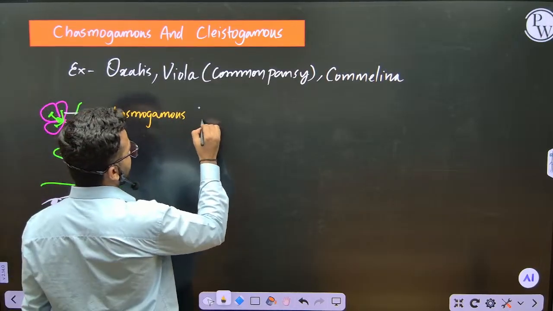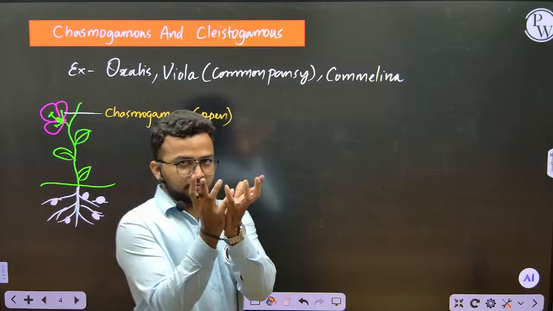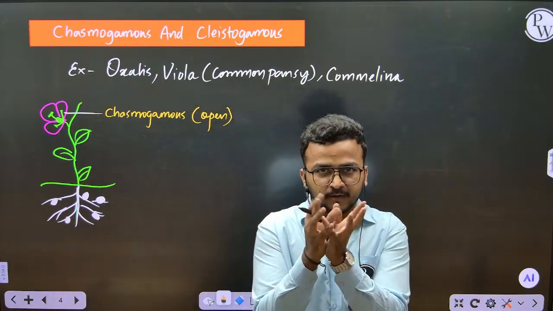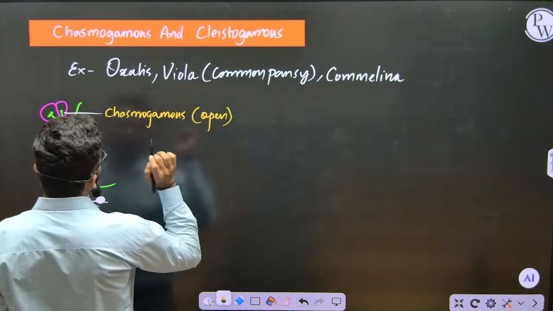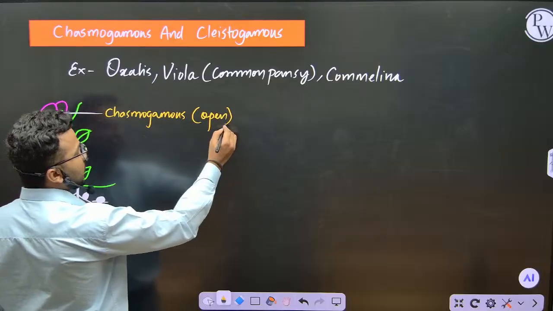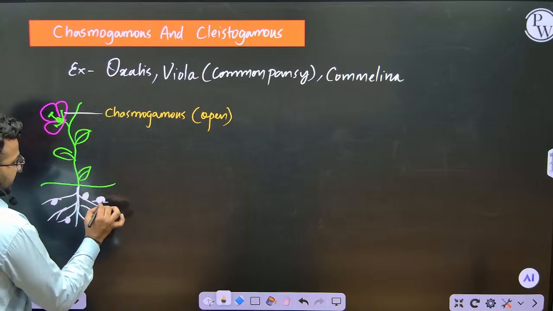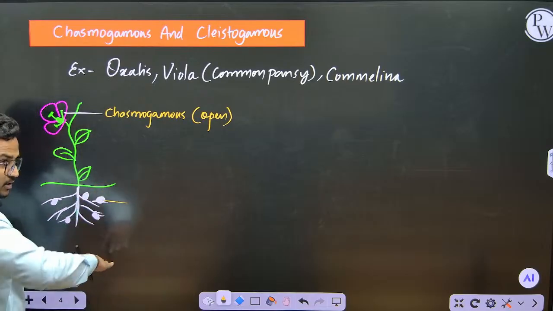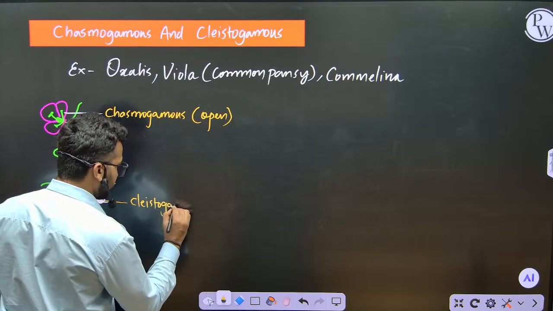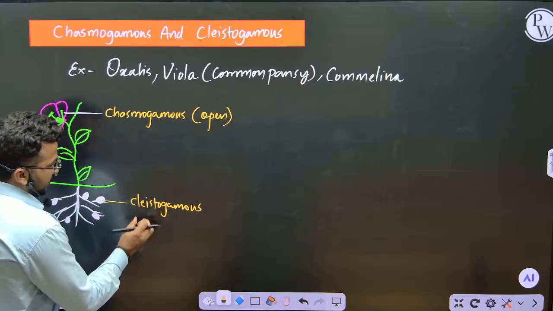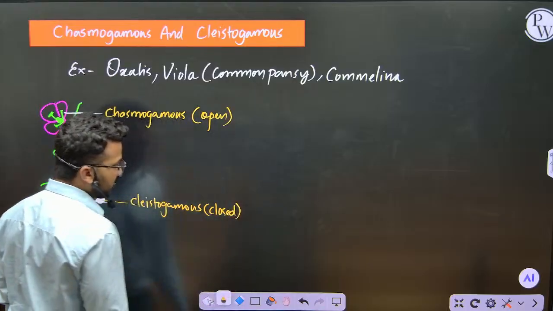Chasmogamous flowers are nothing but open flowers. Which means it is normal, like when the flower is blooming, it opens and is exposed to the air. So this is the normal flower, the chasmogamous flower, like all flowers. There are other flowers we will be seeing down on the ground, that is the clistogamous flower. Clisto means nothing but closed. So these are closed flowers.